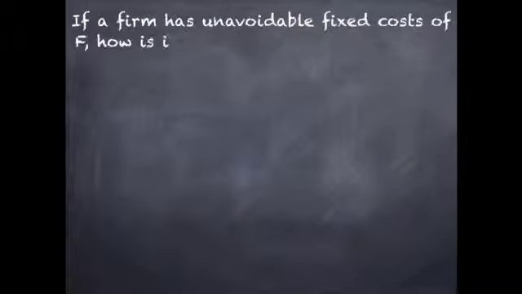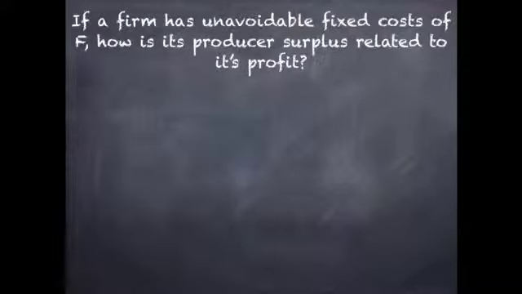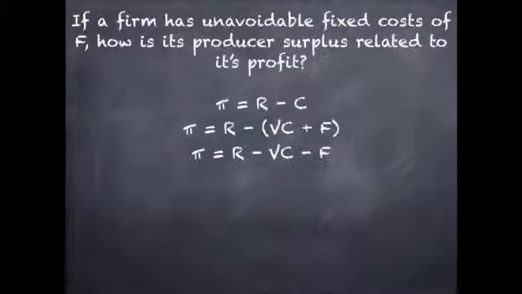If a firm has unavoidable fixed cost of F, how is its producer surplus related to its profits? You have to remember that profits are revenues minus cost, and cost has two different components: variable and fixed costs. So we insert that total cost is variable cost plus fixed cost, and rewrite that, distributing the negative sign all the way through. So profits are equal to revenues minus variable cost minus fixed cost.